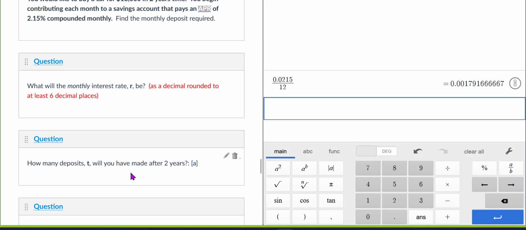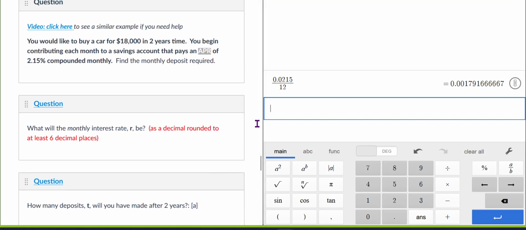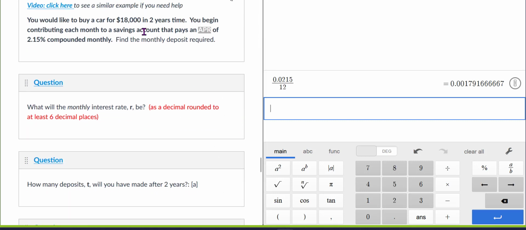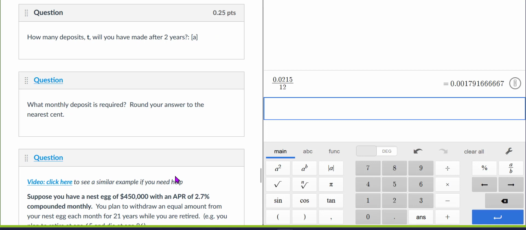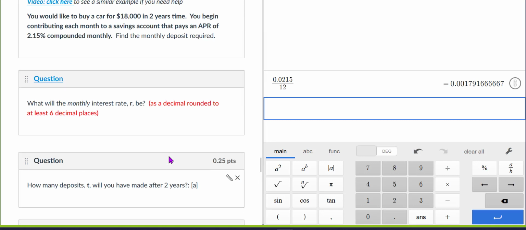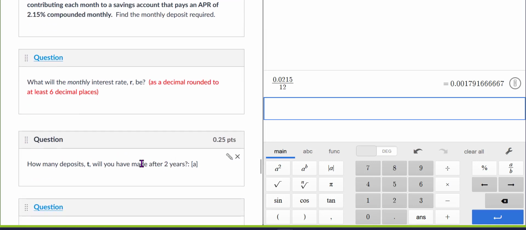How many deposits T will you have made after 2 years? So 2 years, you're making monthly deposits. So what's the answer there? How many deposits will you have made after 2 years? 2 times 12, there's 24 months in 2 years. So you'll have made 24 deposits, right?